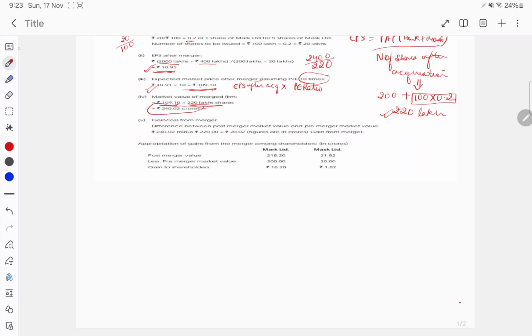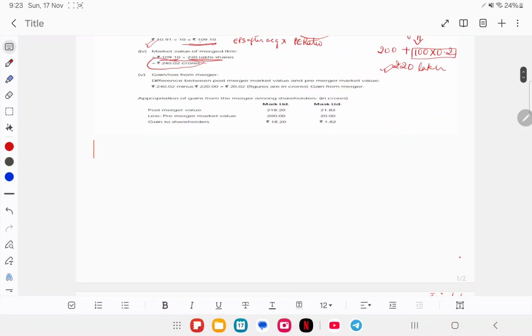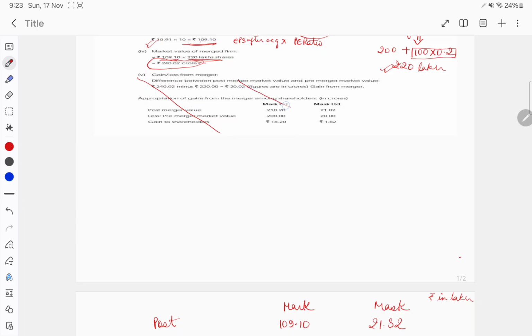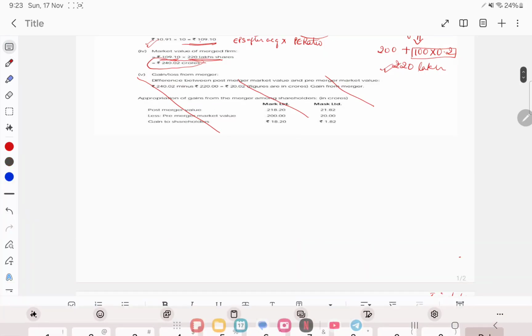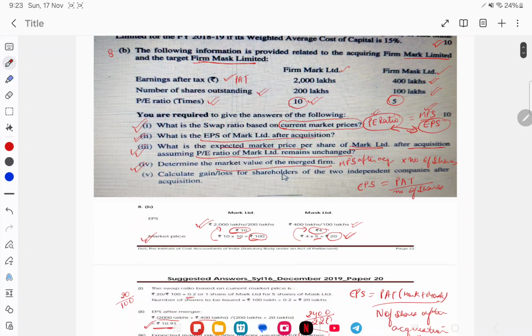The fifth part I'll explain by myself. The institute has not solved it in the right manner, so I would suggest don't follow this solution, and I'm explaining you how to do the fifth part. So basically in the fifth part you have to calculate the gain or loss to the shareholders of both the companies after acquisition.